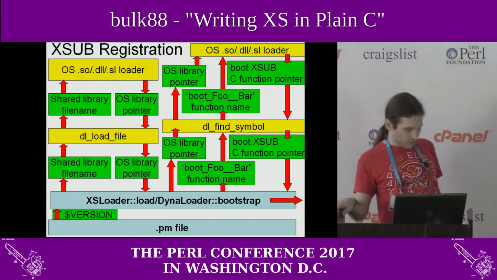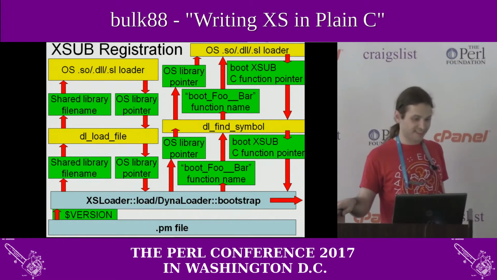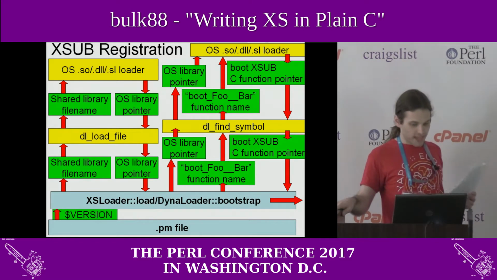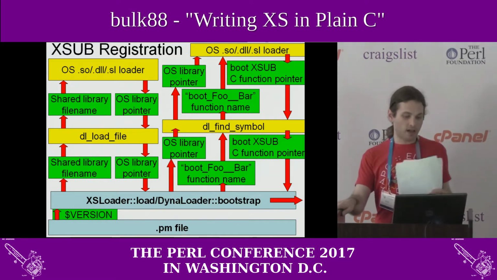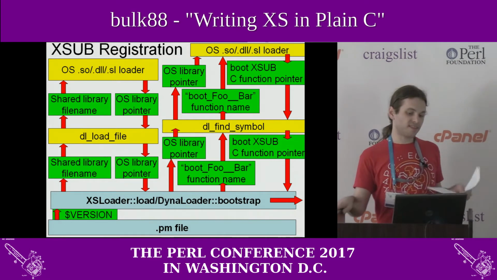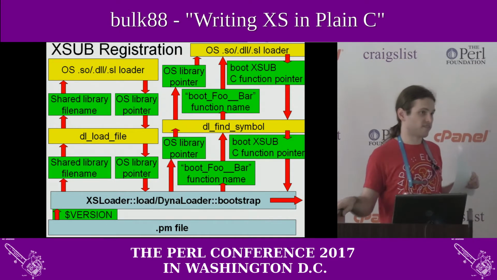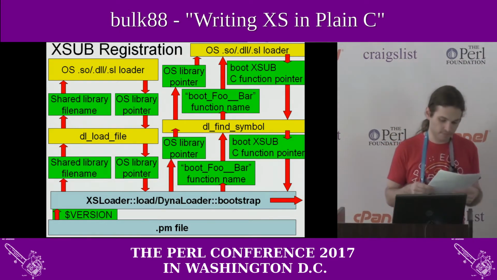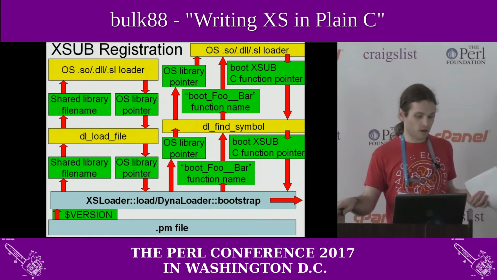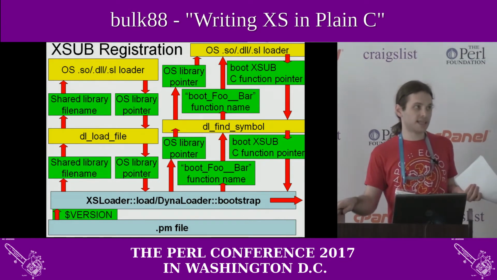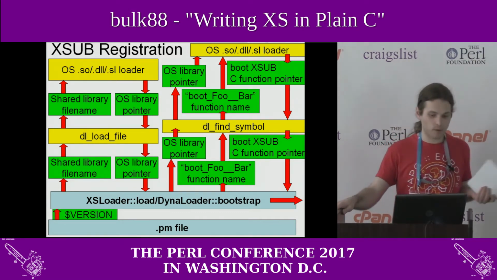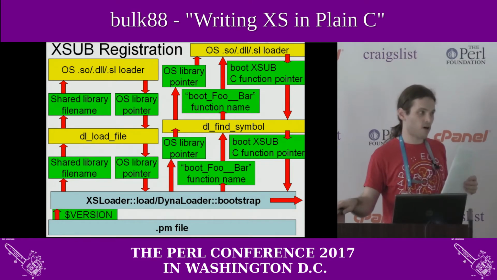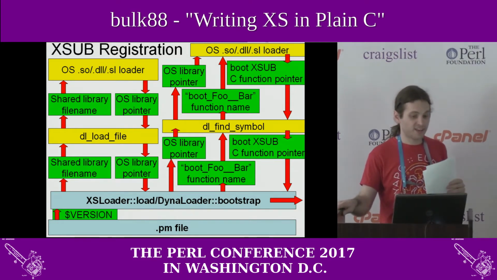How to make XSubs appear in the Perl language. It's a little complicated. Your PM file calls XSLoader or DynaLoader. They're almost identical internally. XSLoader then calls, in this diagram, the blue boxes are subroutines written in pure Perl, and yellow is written in XS and C code. So XSLoader calls dl_load_file, which is a permanently compiled in XSub in the Perl interpreter. It comes that way out of the box. dl_load_file calls your OS to load a shared library into your process.